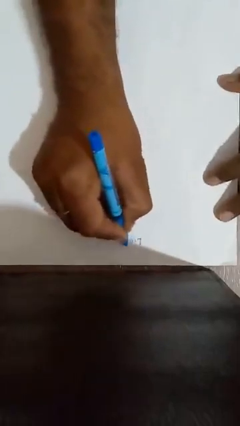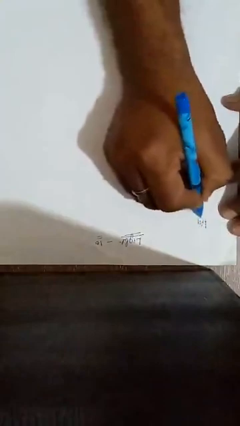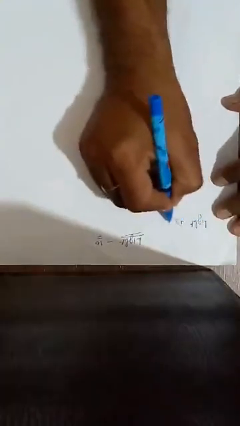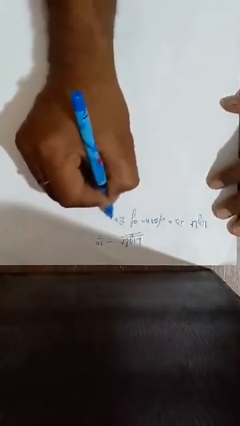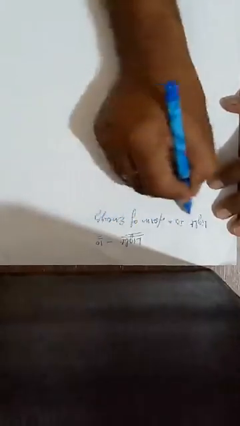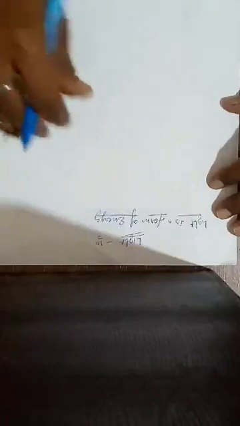Going to start with the chapter light. That is chapter number 10. I'll explain to you what is light. Light is actually a form of energy. Light is a form of energy.